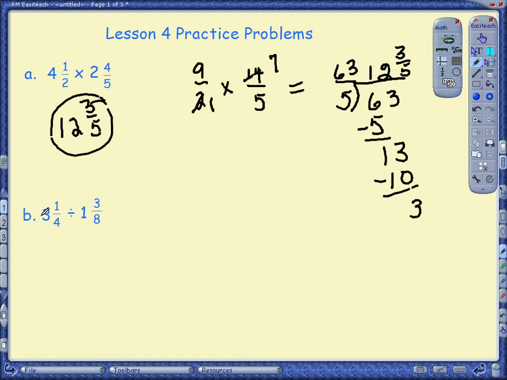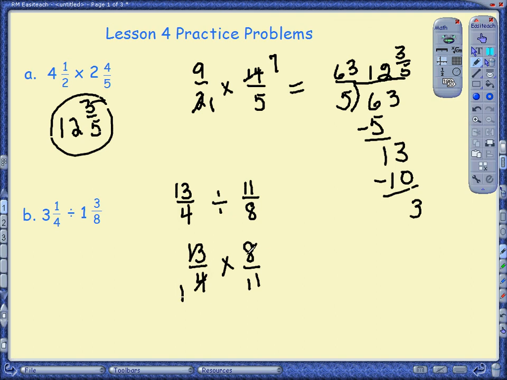In this problem, we have a division, okay? Two mixed numbers to divide. We begin exactly the same way. 3 times 4 plus 1 is 13/4. Divided by 1 times 8 plus 3, 11/8. Now, when we have a division sign, we have to multiply by the reciprocal of this second fraction right here. Okay, so we have to multiply by the reciprocal. That would be 8/11.